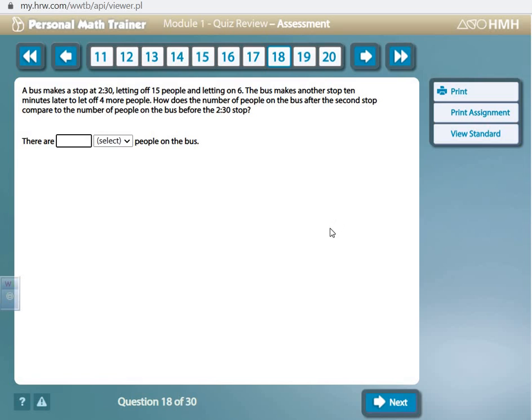Then we get into a bunch of these word problems, which I know can be a little more challenging, but we're going to take our time. We're going to read through them, interpret them, and get them correct, right? So here we go. A bus makes a stop at 2:30 p.m. I'm assuming it's 2:30 p.m. and not 2:30 a.m. It doesn't say, but it could be early in the morning. It lets off 15 people and lets on 6.